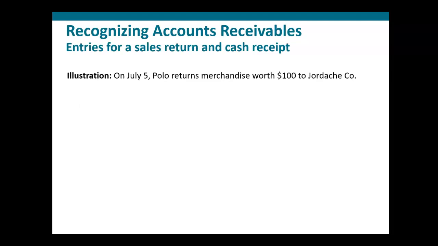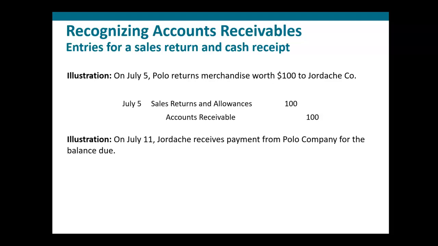On July the 5th, Polo returns part of the merchandise, $100 of it. Here's the entry, debit sales returns and allowances. That's a contra revenue account, credit accounts receivable. Now Polo only owes $900 of that original $1,000 that was billed. Remember, in a perpetual inventory system anyway, there would be the cost of goods sold entry. You would debit inventory and credit cost of goods sold for the return, not for the price, but for the cost of the goods that were returned.